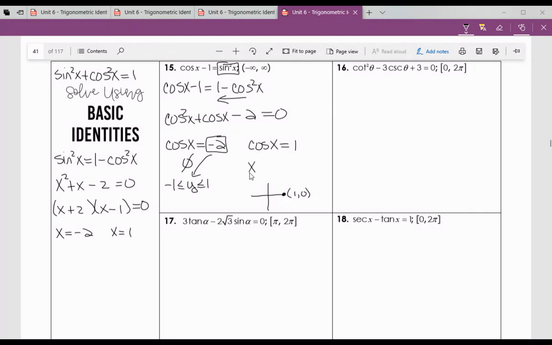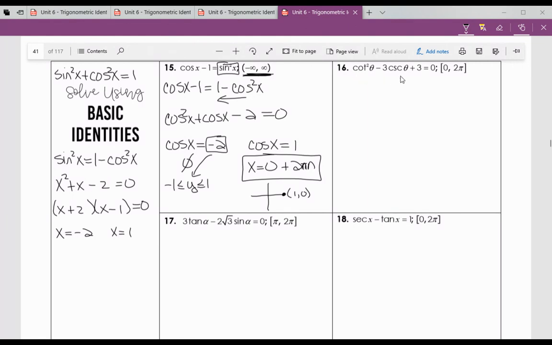Now, the way I present my answer, I do have an infinite interval for this equation, so I do have to write that with 2 pi n. And so my final answer would be 0 plus 2 pi n because of the infinite interval.